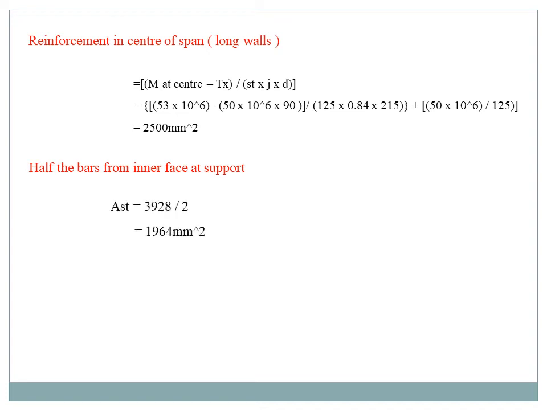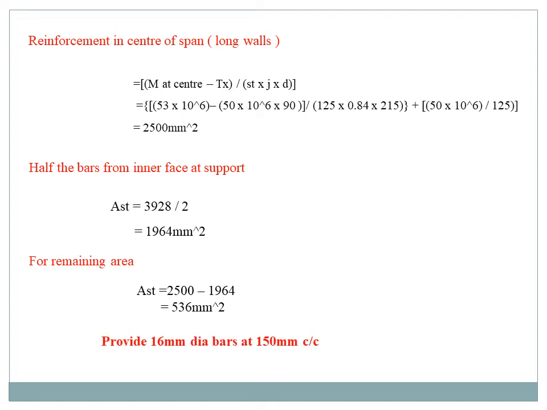In one wall there is an outer face and an inner face, so two layers of reinforcement are placed in the wall. We need to find the inner face reinforcement, because the reinforcement is divided by 2. So AH is equal to 3928 divided by 2, which is equal to 1964 mm square. For the remaining area, 2500 minus 1964 is equal to 536 mm square. So provide 6 mm dia bars at 150 mm center to center distance.